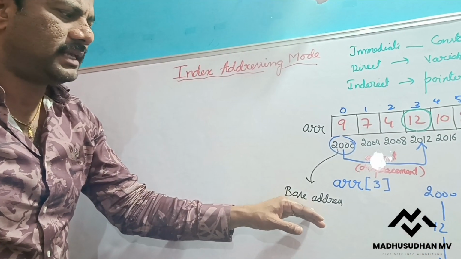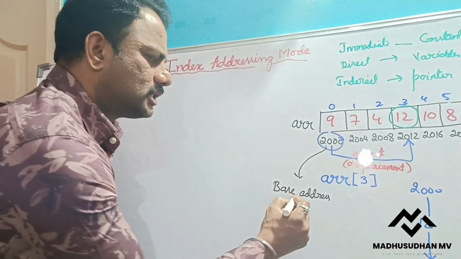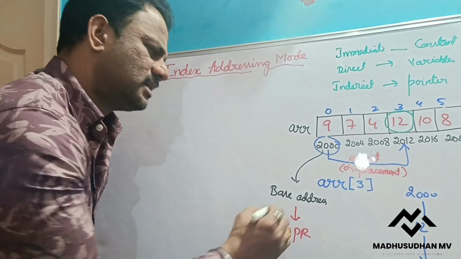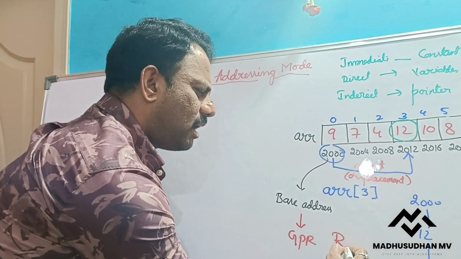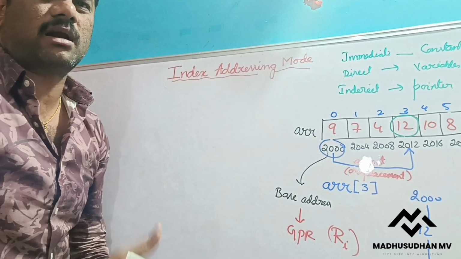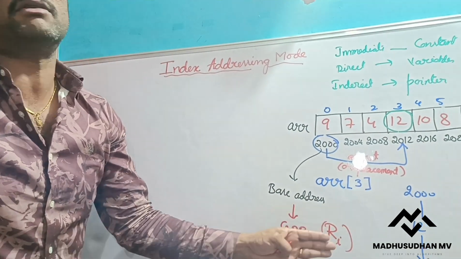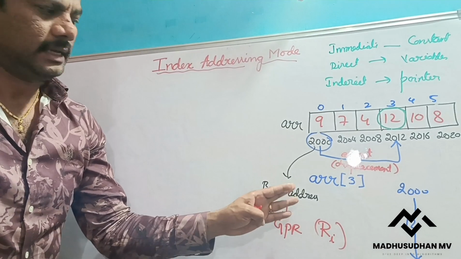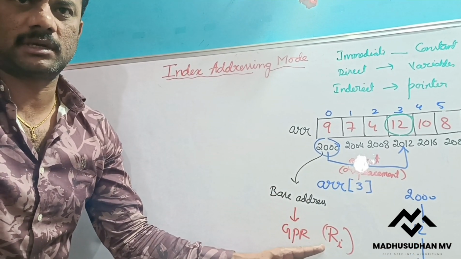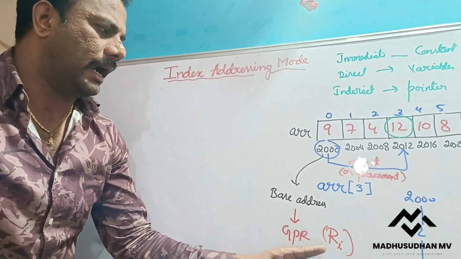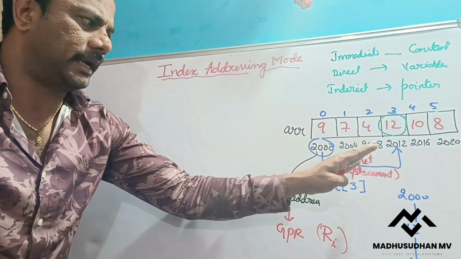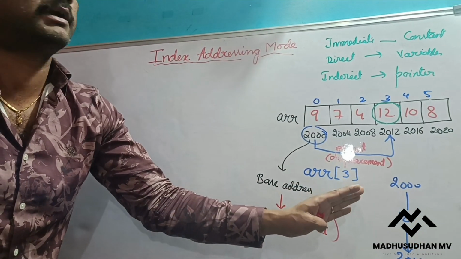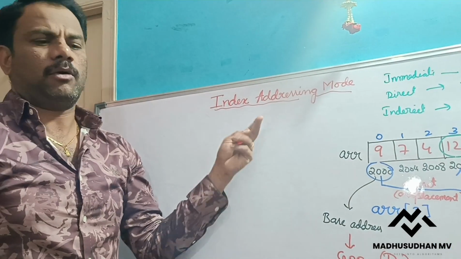Generally this base address is stored in some general purpose register, say Ri, which may be R0, R1, R2, R3, whichever register. If I store the base address in any one of the general purpose registers like R0, R1, R2, and I write the offset address as a constant, then that type of addressing mode is called index addressing mode.